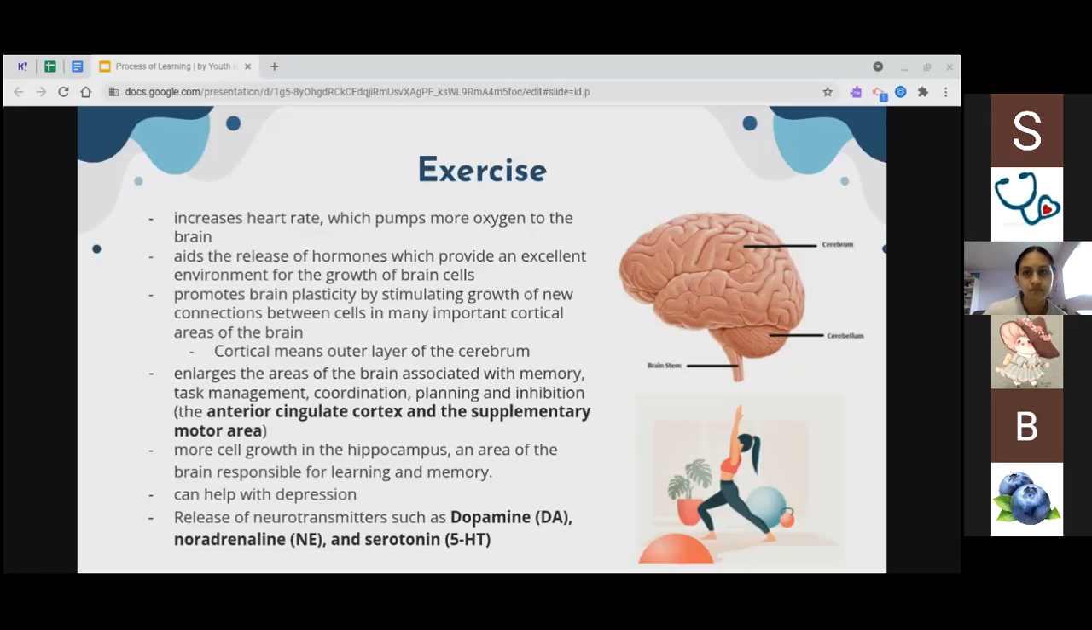And more cell growth in the hippocampus helps with learning because the hippocampus is responsible for learning and memory. And then studies have also shown that exercise can help with depression. And then also the neurotransmitters that are released are dopamine, noradrenaline, and serotonin. And their abbreviations are listed next to them.